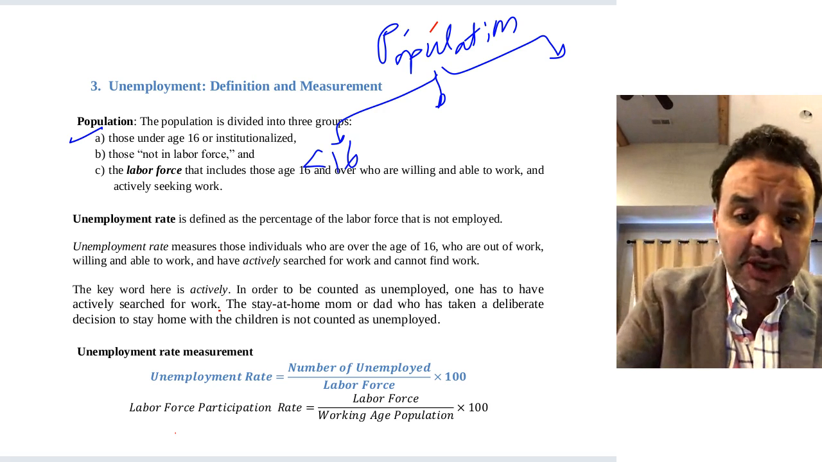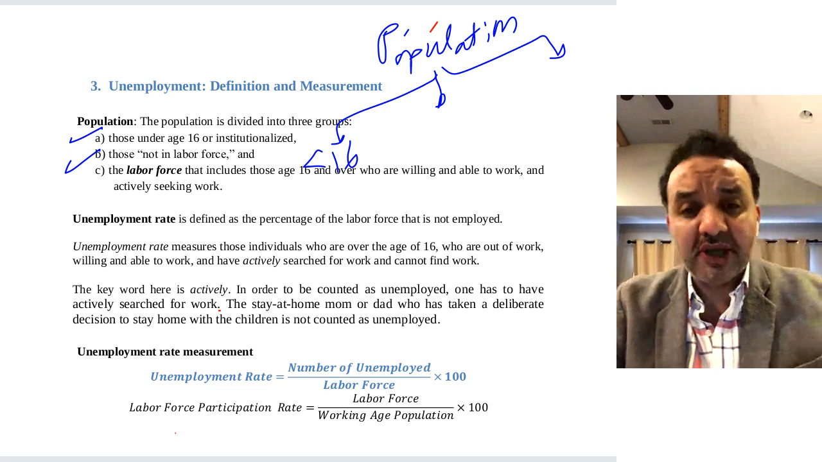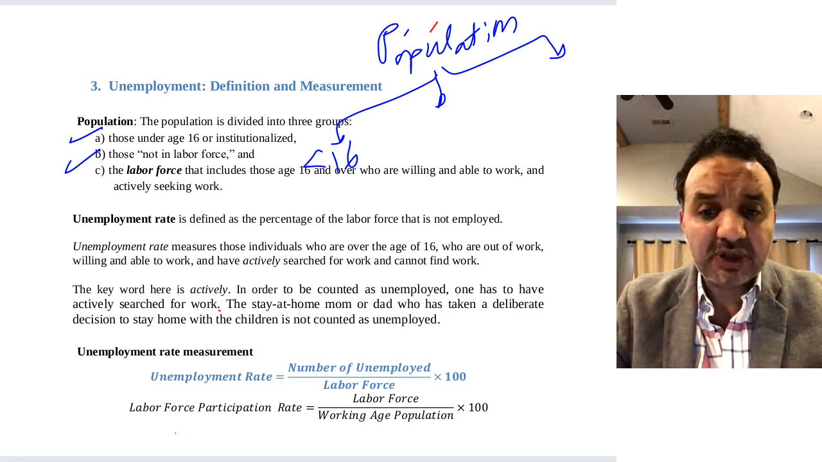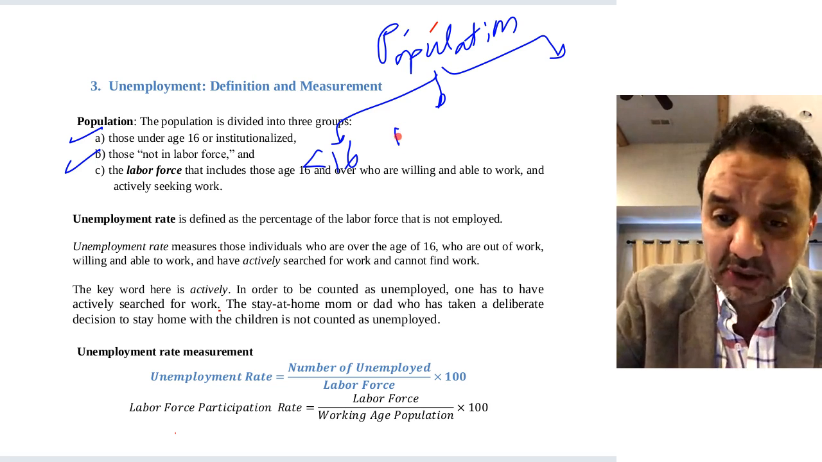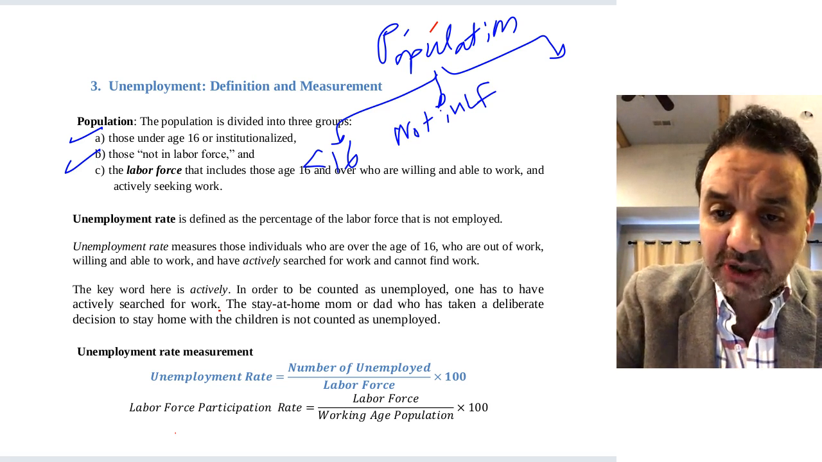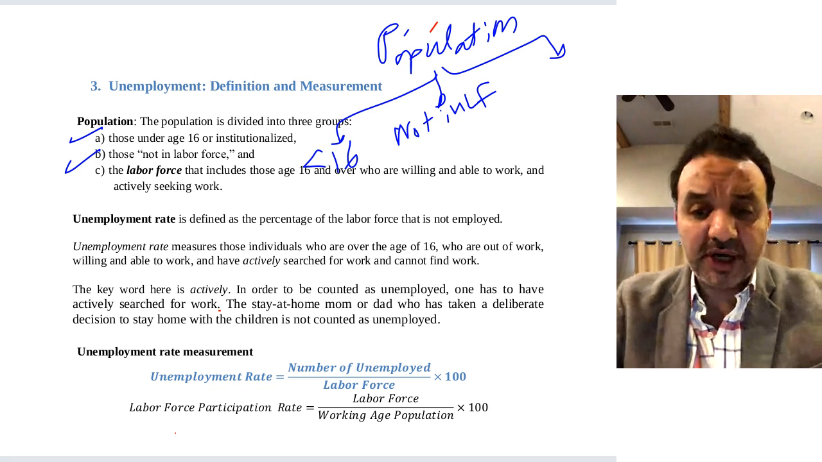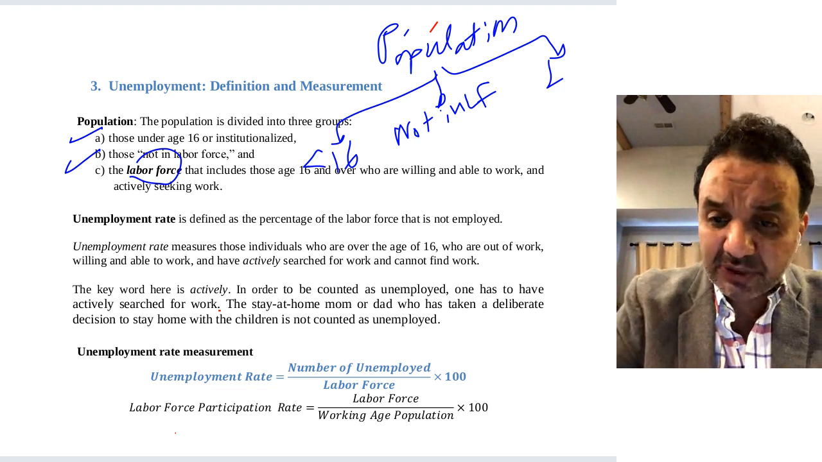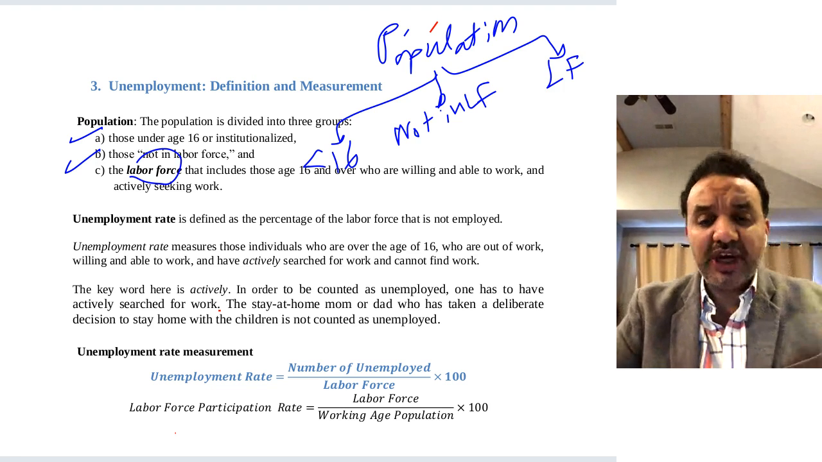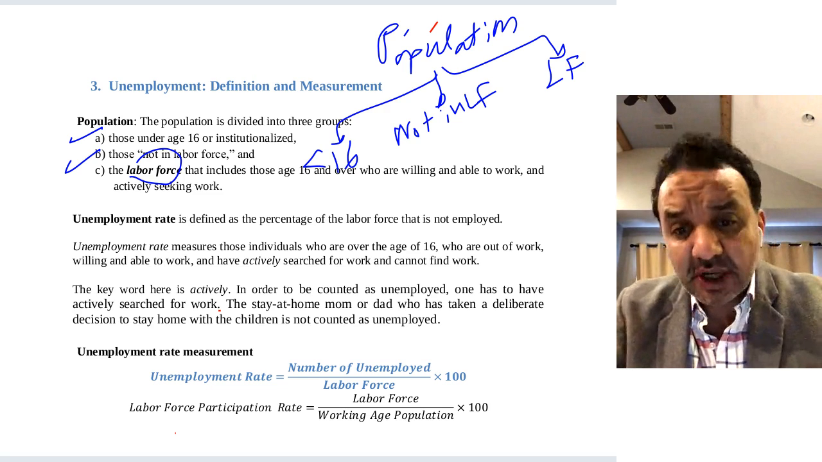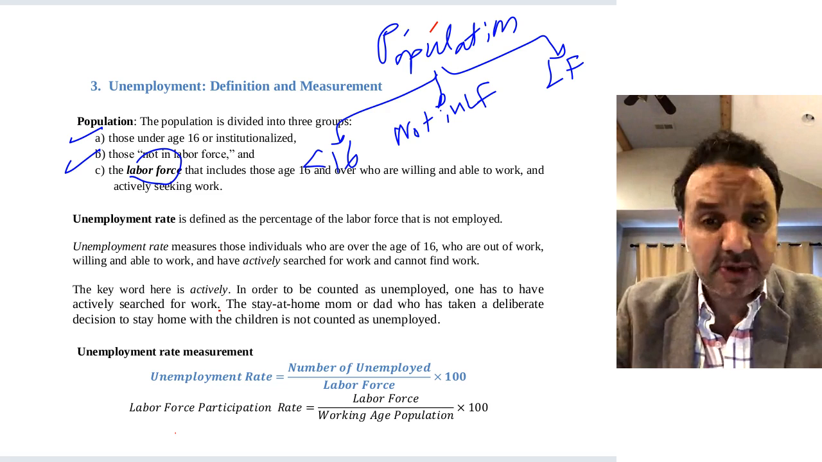The second category is those who are not in the labor force, for instance, people who are retired. They are not in the labor force. I'm gonna use LF to stand for labor force. And the last one is the labor force. So we have three categories. The first is those who are under 16, the second is those who are not in the labor force, like retired people, and the last category is the labor force.